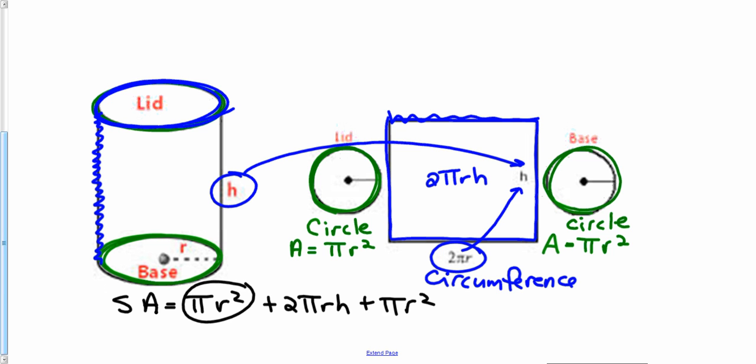And I can combine these. How many pi r squareds do I really have? I really have 2. So the formula on your formula sheet is written as 2 pi r squared, that's the area of the top plus the area of the bottom, plus 2 pi r h, that's the area of the middle part, which is technically called lateral area. So let's try one example.